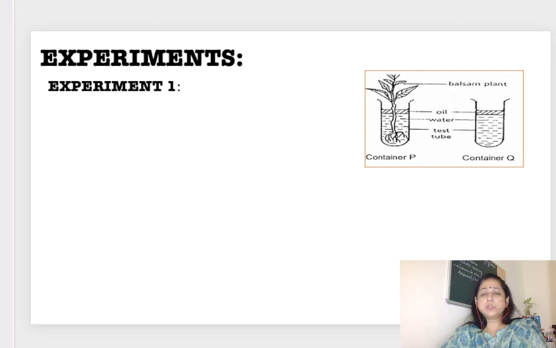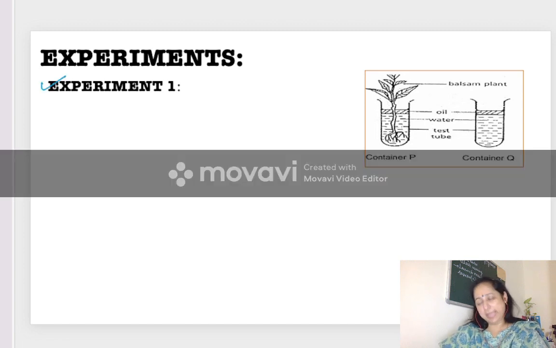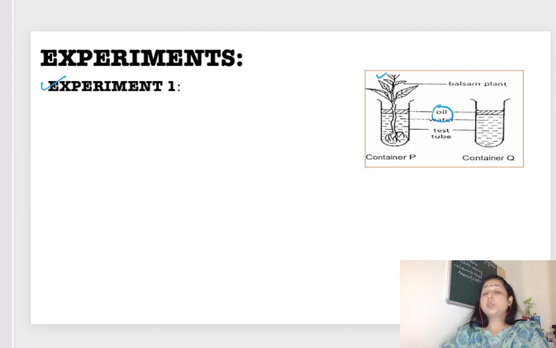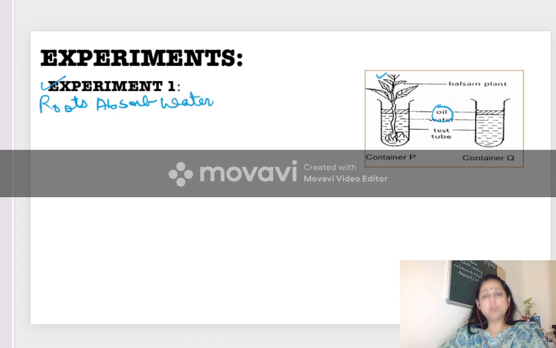Okay, so we are going to start with the first experiment. The first experiment says, as you can see in the picture, there are 2 test tubes. Both have oil over them. One has a plant inside it and the other does not have a plant. So the aim of this experiment is to prove that the roots absorb water. So water is absorbed by roots.